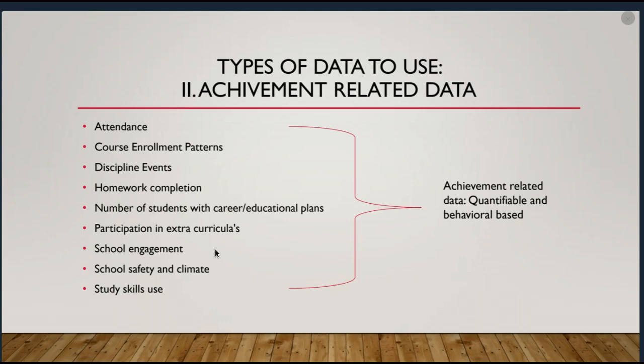And so achievement-related data can include attendance, course enrollment patterns, discipline events, homework completion, school engagement, study skills usage. And so while achievement-related data is not the perfect outcome in and of itself, we know that if a kid comes to school every day, if his or her attendance is good, their achievement's going to be relatively okay too. We know that if students are engaged in school, academically, socially, and psychologically, achievement goes up. And school counsellors often implement programs that directly impact these achievement-related indicators.